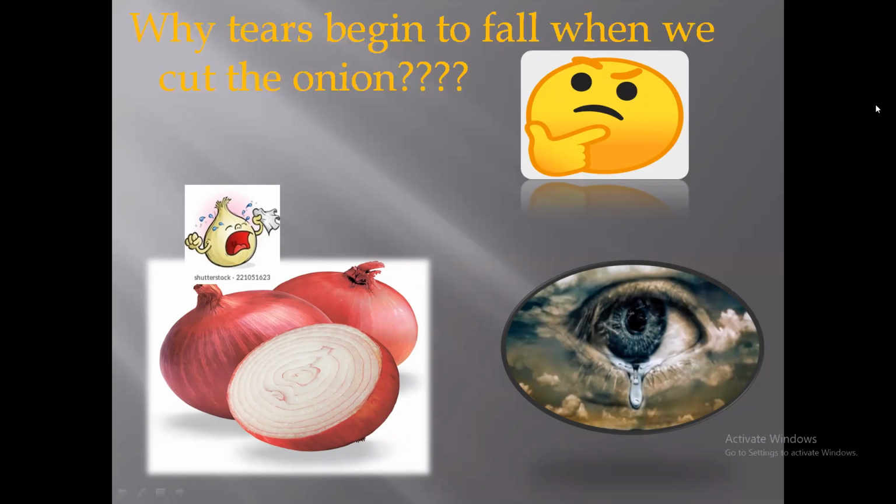When we cut the onion, its cells are broken and those chemical compounds then undergo reactions, and the products are released into the air. These sulfur compounds react with the moisture in our eyes, forming sulfuric acid, which produces a burning sensation. The nerve endings in our eyes are very sensitive and so they pick up this irritation.